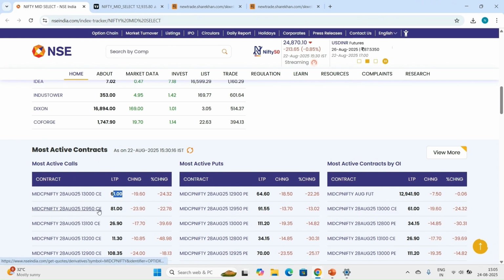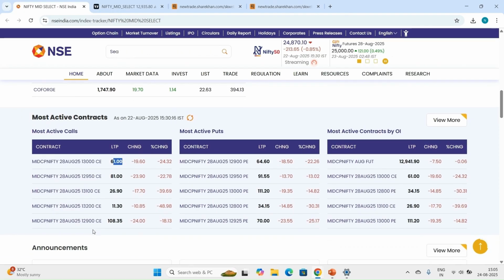Similarly, you can see another one: these are the levels where call writers are active. So 13,000, 12,950, 13,100, 13,200, 12,900 also. So we are not sure whether these are call buyers or call writers. But when the market opens on Monday, if it is going up, this will act as a support. If it is breaking below, then you consider shorts. That's the way you can look at this one.